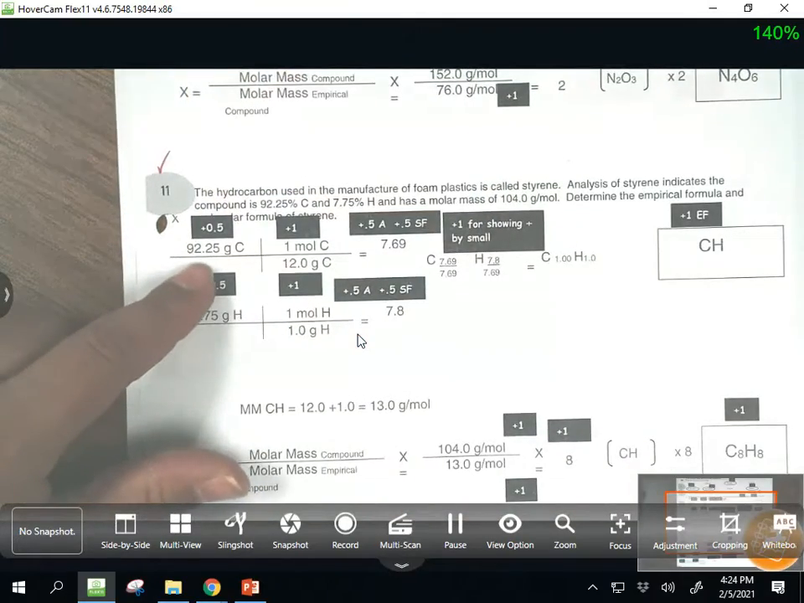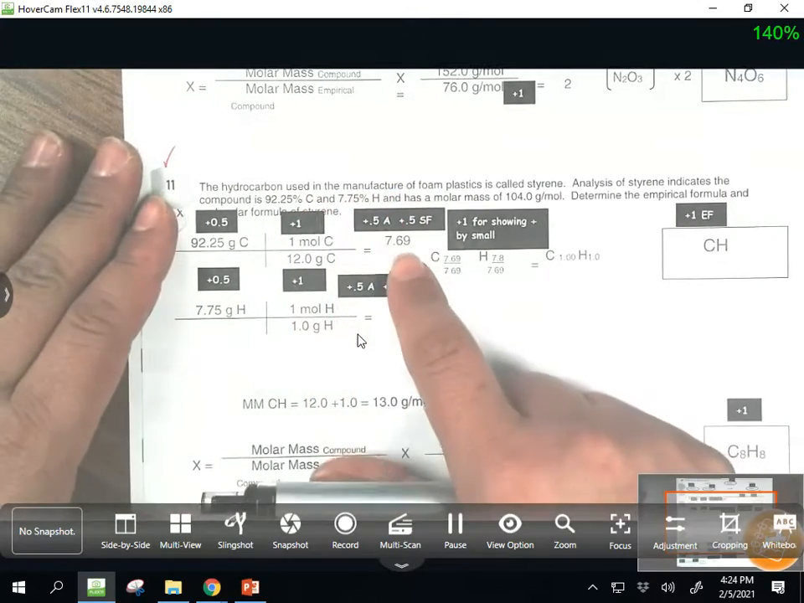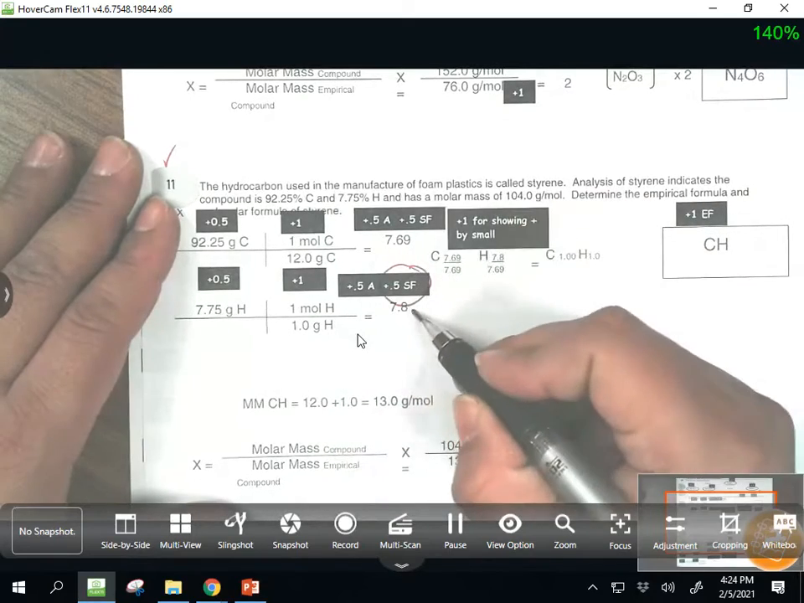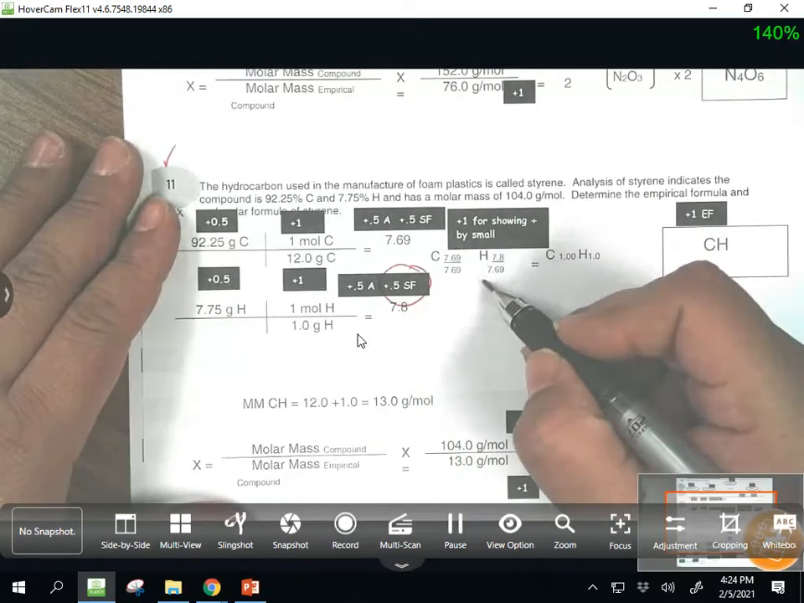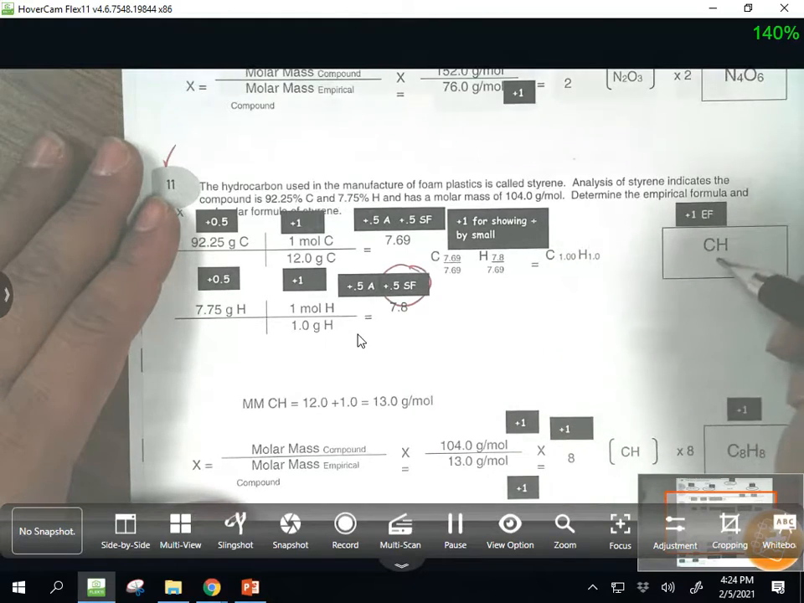So now we're looking at this problem here, worth 11 points. You're going to convert the grams to moles. Remember, you just changed the percent sign to grams. You get 7.69 here. Check your sig figs here. Should just be 7.8. Divided by small is worth 1 point. You get 1.00, 1.0. That's CH.